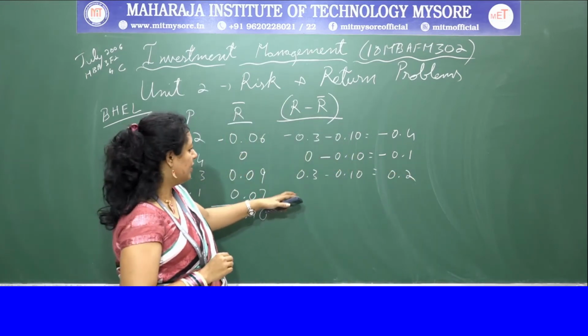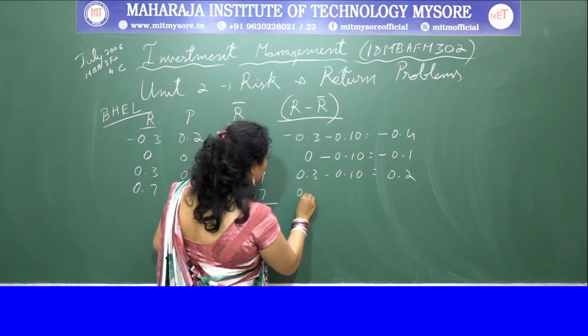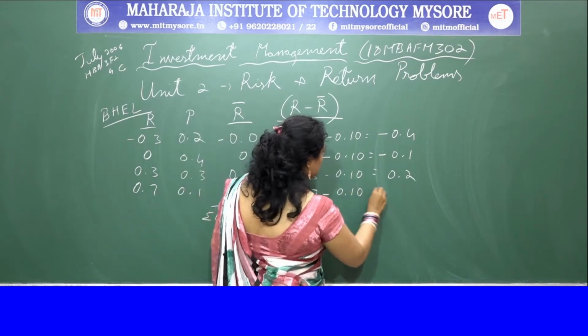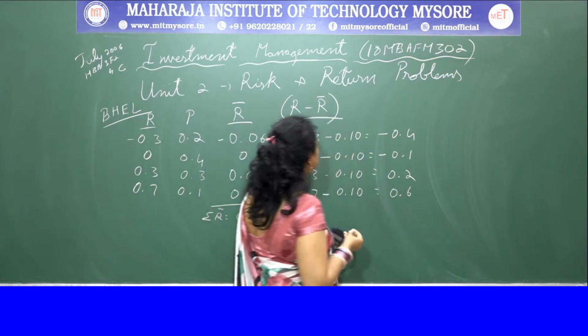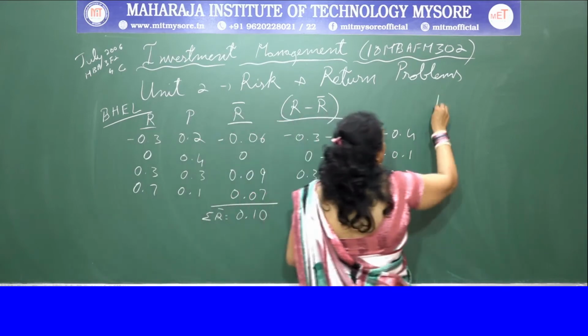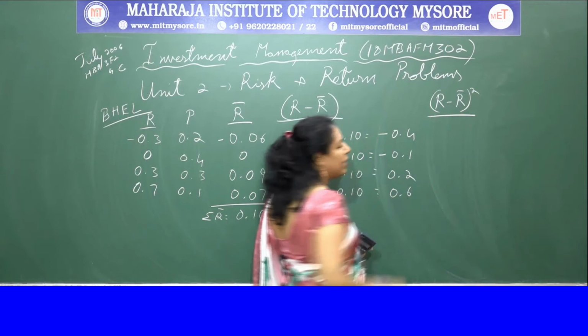And next is the last one, which is 0.7 minus 0.10. So 0.70 minus 0.10, it is understood, it is 0.6. So here we have found out R minus R bar. Then we have R minus R bar square, so we have to square this.